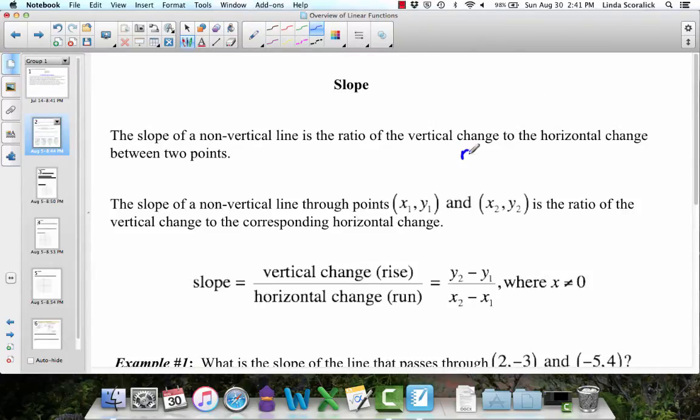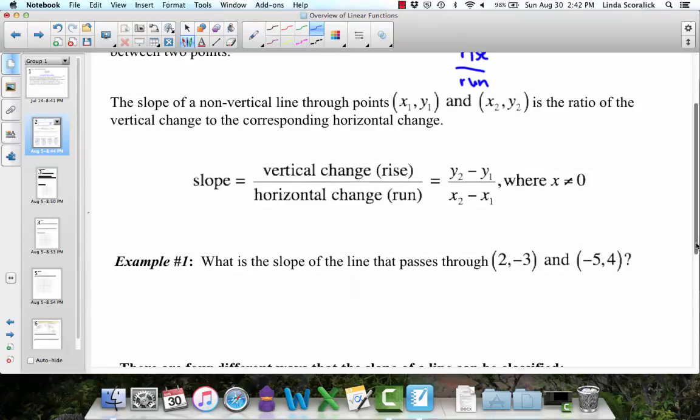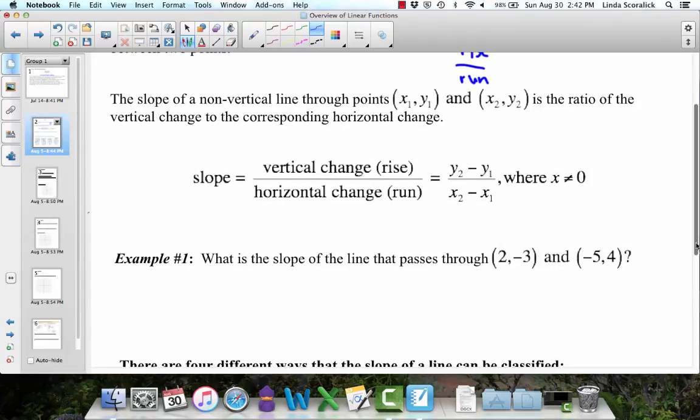So this is typically rise over run. The slope of a non-vertical line through 2 points, x1, y1 and x2, y2, is the ratio of the vertical change to the corresponding horizontal change. And that rise over run can be generalized a little bit using the slope formula, y2 minus y1.